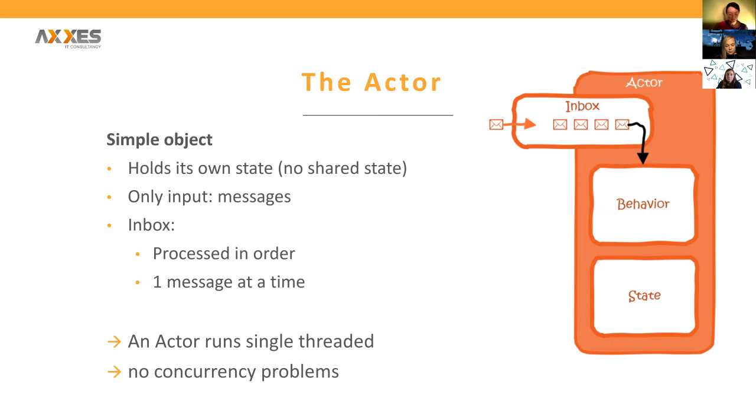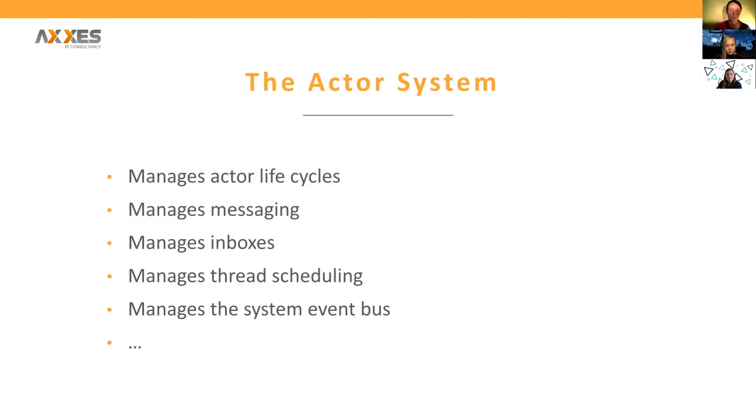So this makes reasoning about the code a lot easier, but what you're going to need is some kind of orchestration system that basically manages all these actors. And that is your actor system. Your actor system will manage all the life cycles of the actors. It is responsible for spawning them. It is responsible for recycling them. It is responsible for dispatching messages to every single actor. It will manage the inboxes and so on.